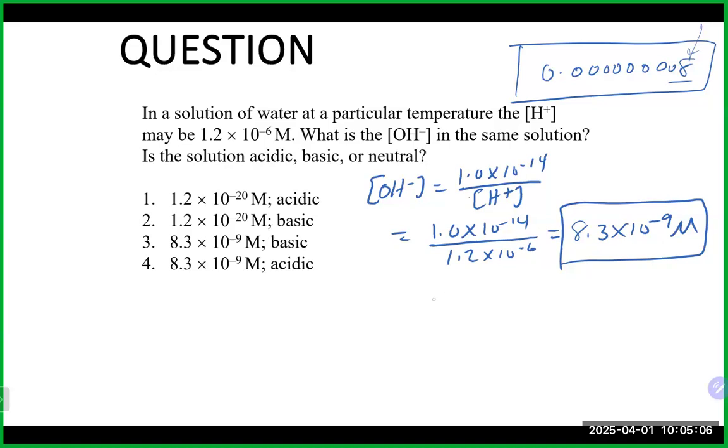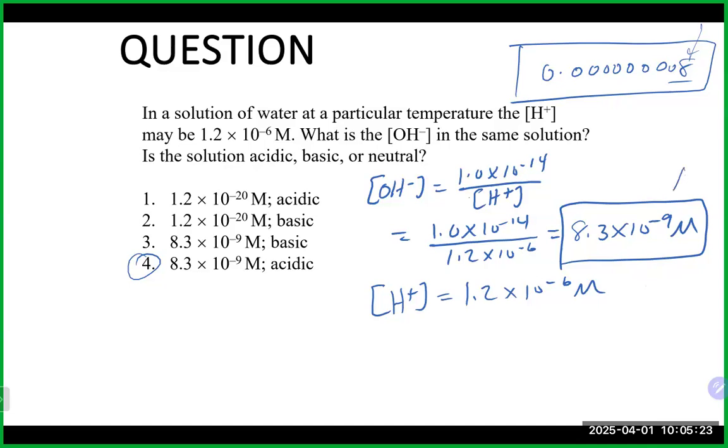Then we want to compare. So that's our hydroxide concentration. That is our H plus concentration. This is acidic, basic, or neutral. This one is acidic, it looks like there, perhaps number 4.